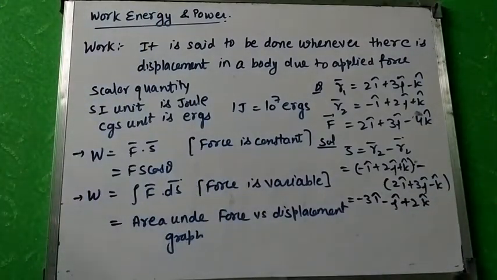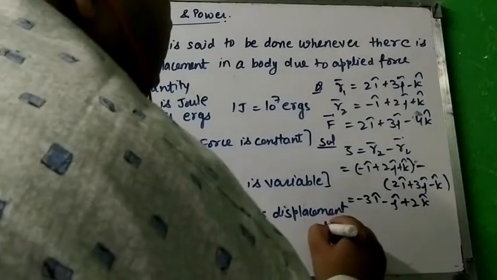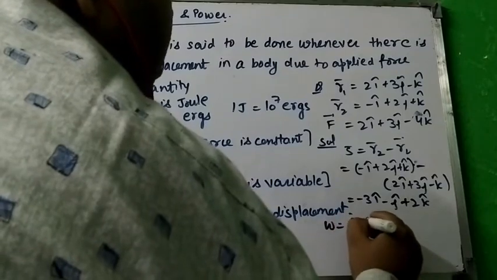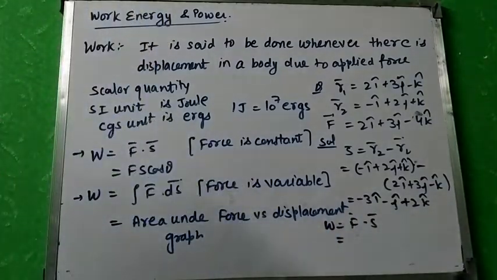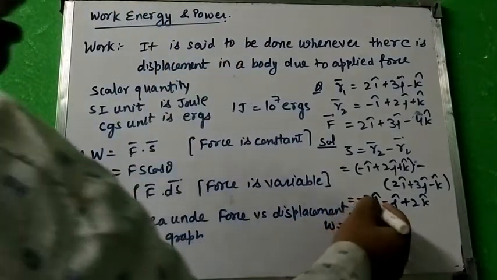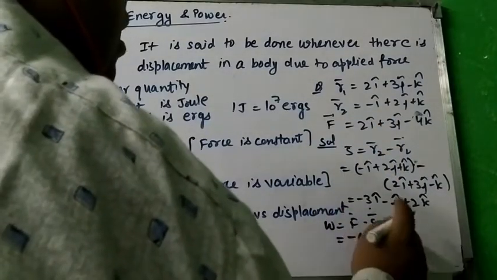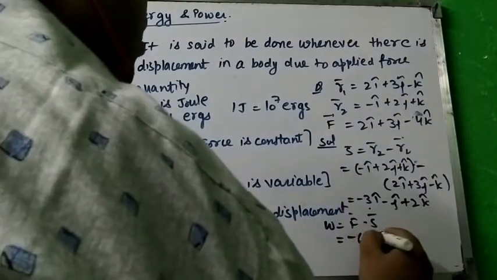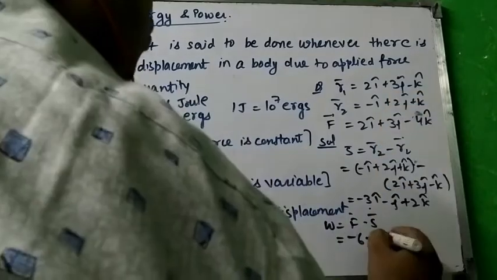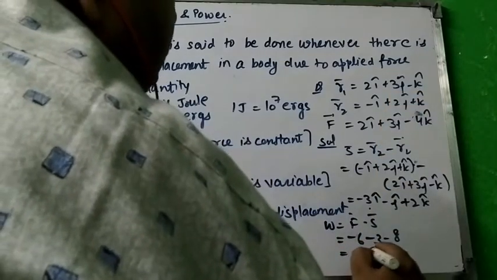This is the displacement. Work done is vector F dot S. If you find the dot product, then i cap will get multiplied with i cap. Minus 3 into 2 is minus 6. Minus 1 into 3 is minus 3. And 2 into minus 4 is minus 8. Minus 17 joule.